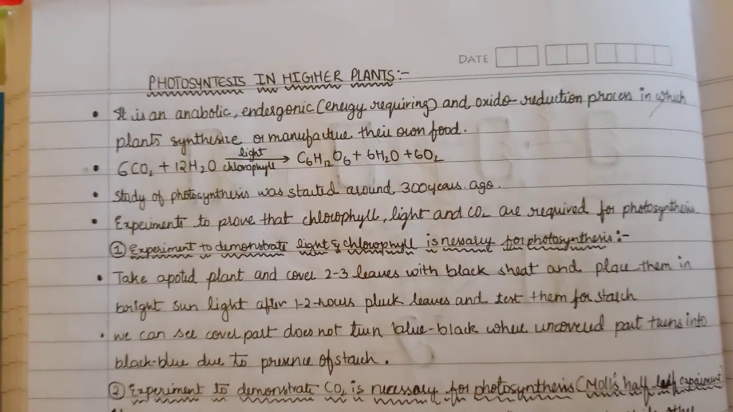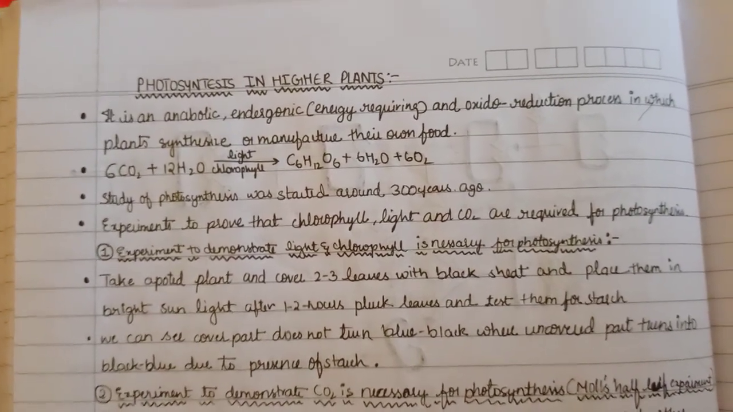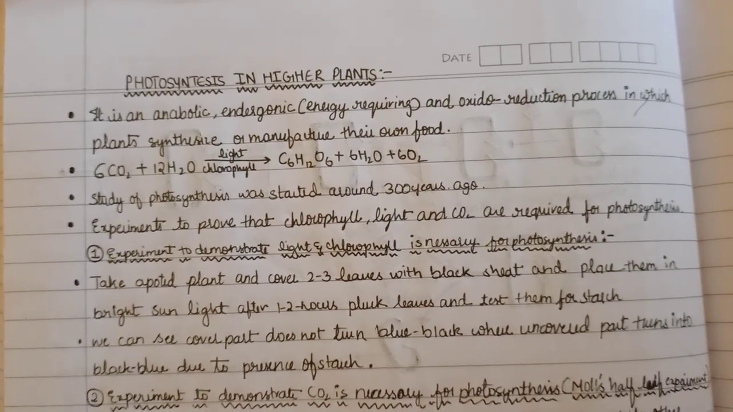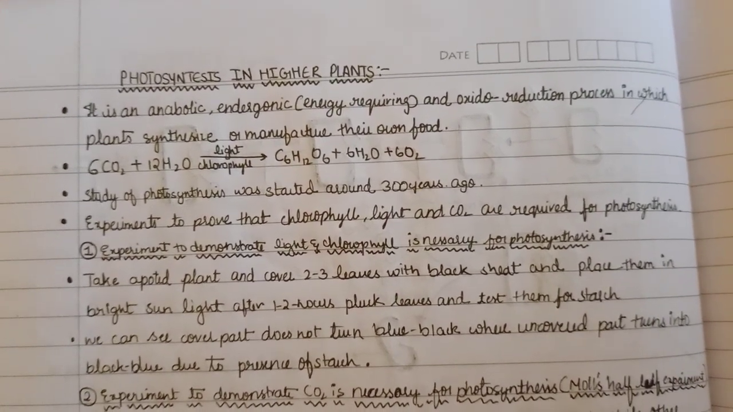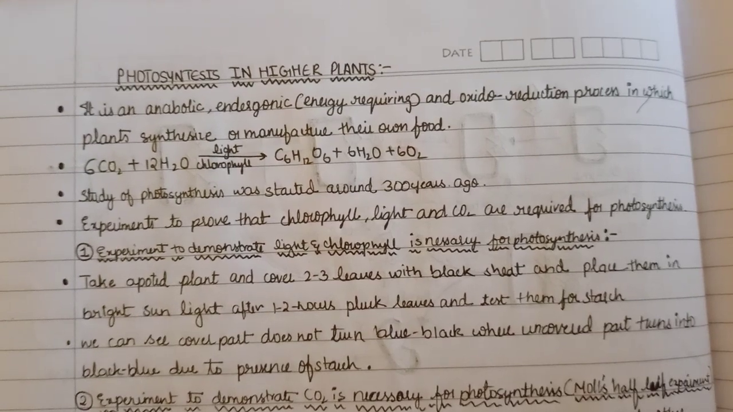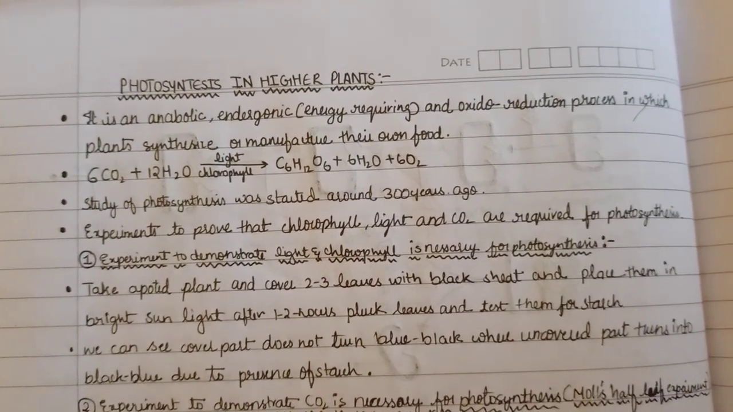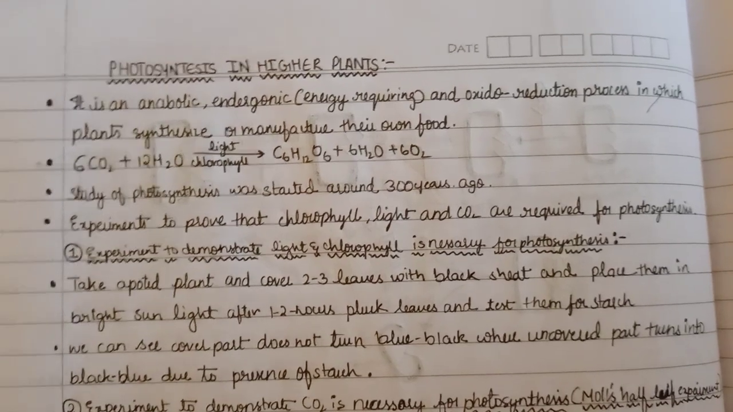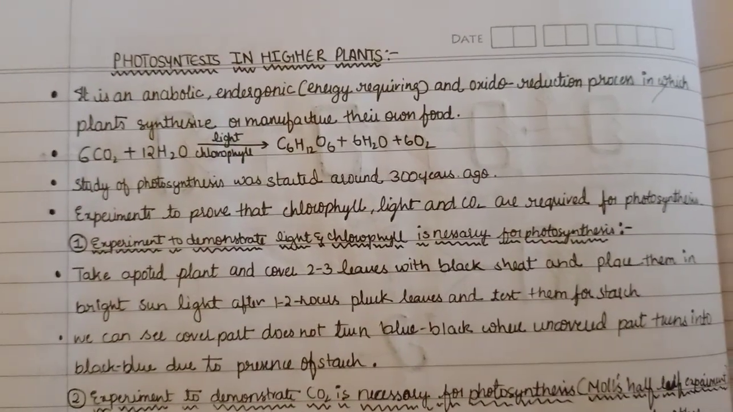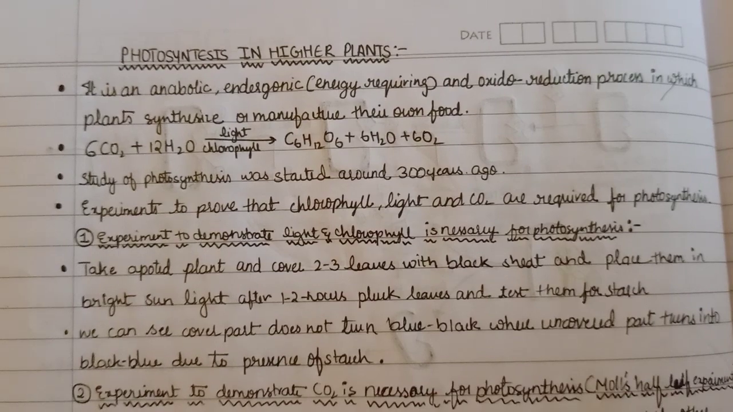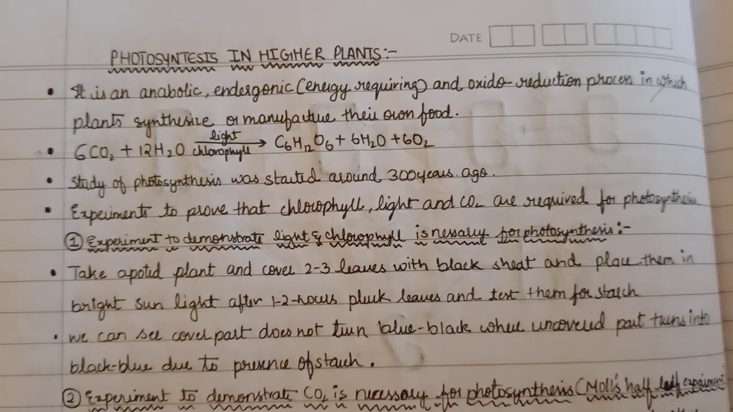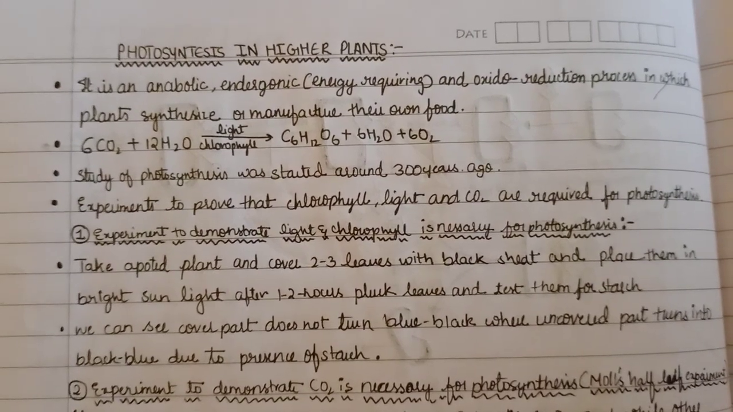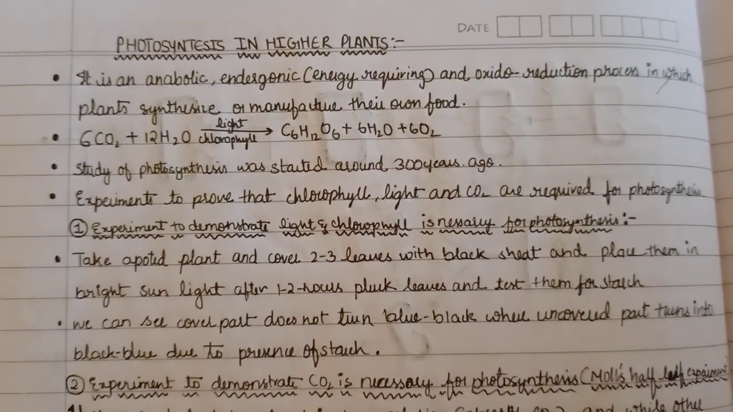Today let us start with the chapter Photosynthesis in Higher Plants. Photosynthesis is an anabolic, endergonic, that is energy requiring, and oxidoreduction process in which the plants synthesize or manufacture their own food. The equation of photosynthesis is 6CO2 + 12H2O, in the presence of light and chlorophyll, gives rise to C6H12O6 + 6H2O + 6O2. The study of photosynthesis was started around 300 years ago.